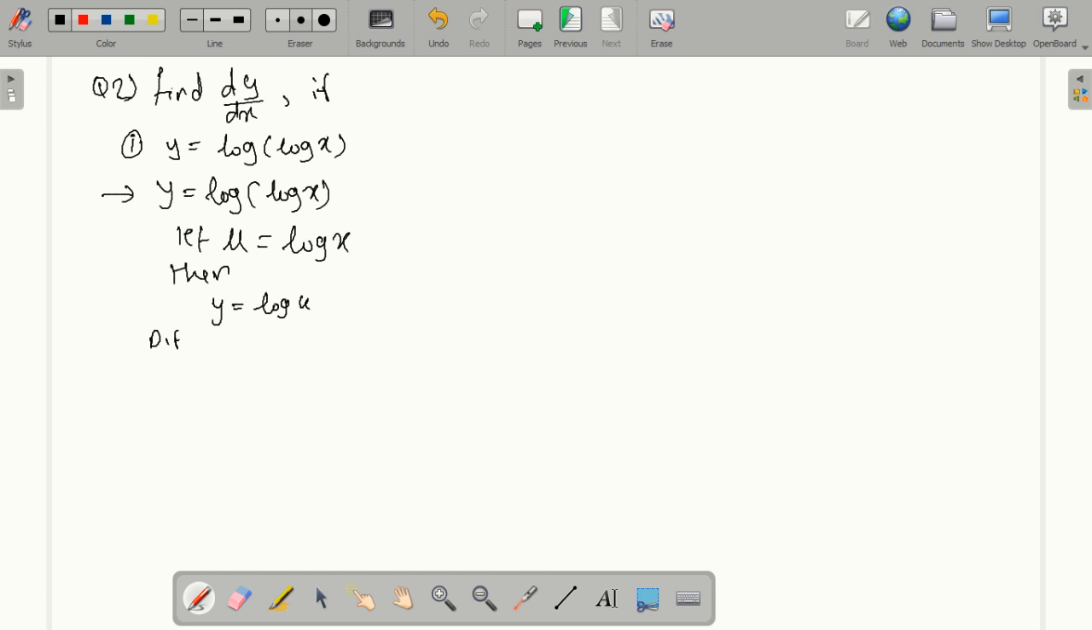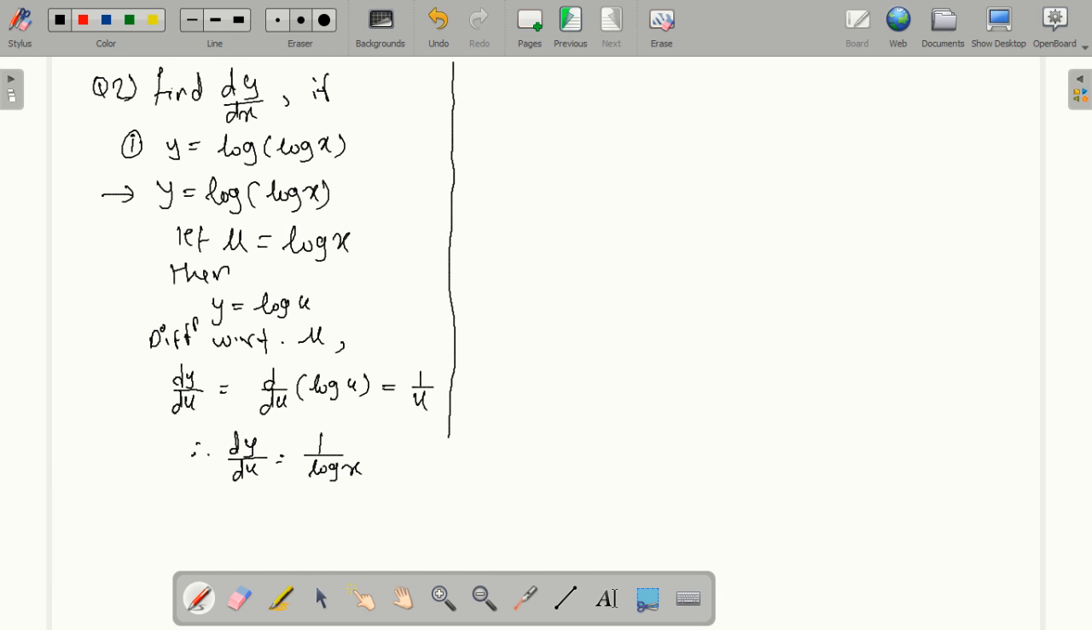And here we are going to write, differentiating with respect to u, we get dy by du is equal to d by du of log u. And we know that the derivative of log u is 1 upon u, right? So therefore, dy by du is equal to 1 upon log x, right? Because u is nothing but log x. So I'm going to substitute the value of u here itself.